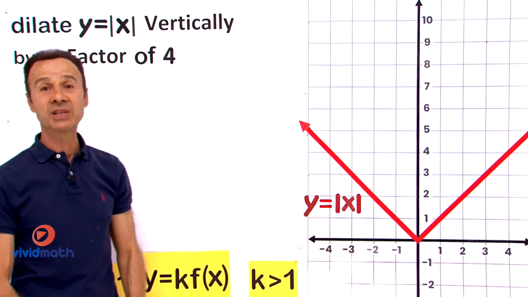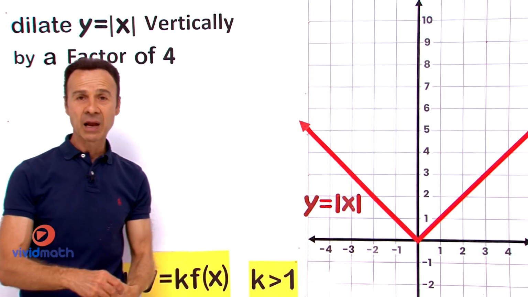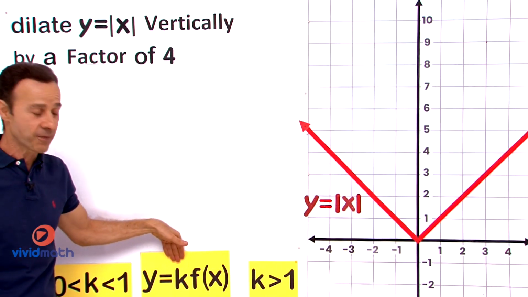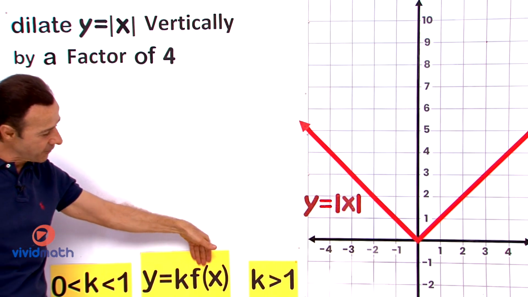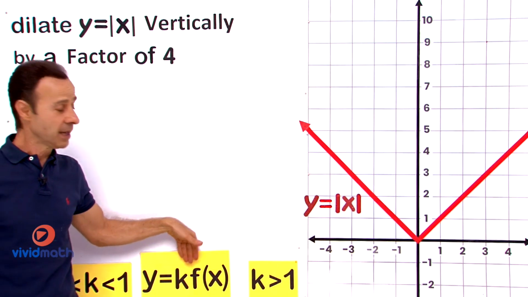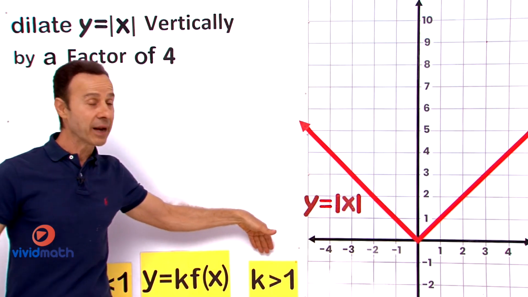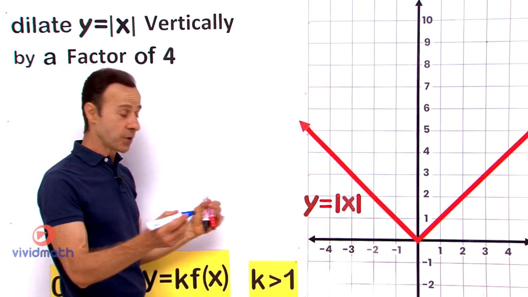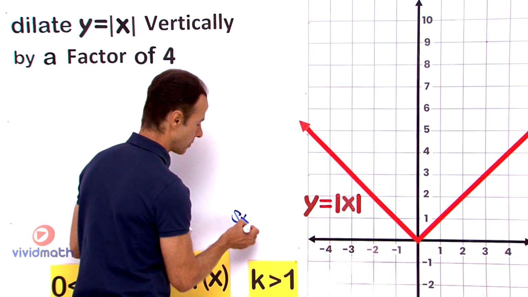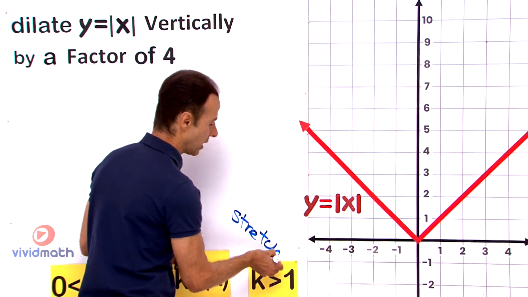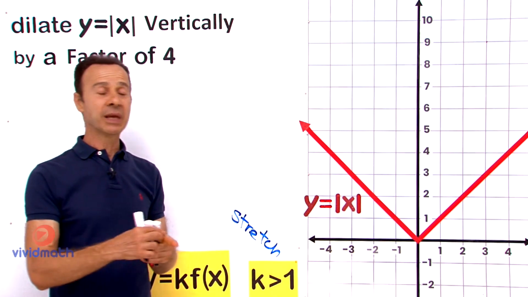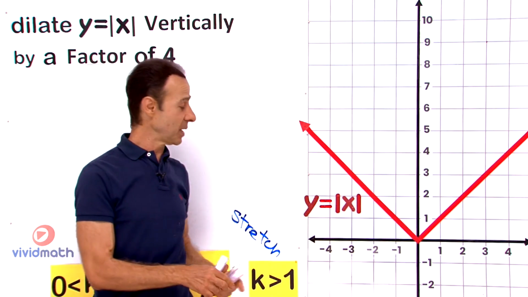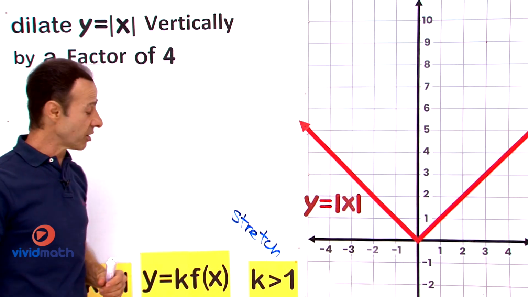Now what is 4? It's a vertical dilation, and with vertical dilations, it's a constant that goes in front of the function, like k right here, k of x. If that constant k is greater than 1, then you get something called a stretch, and it stretches vertically. In other words, whatever y value you get on the parent function, this stretches further up or down depending on the type of stretch that you're going to have.